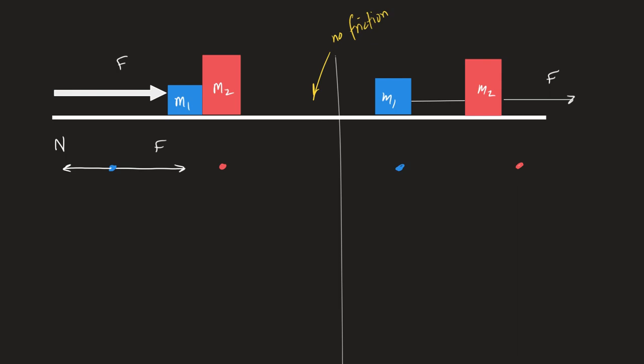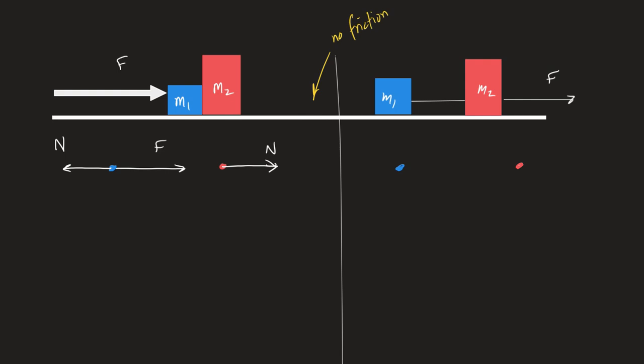At the same time, the M2 box is experiencing a force. The force it is experiencing must be a normal force to the right. And this normal force and this normal force should be drawn in such a way as they are equal. They represent the Newton's third law pair.